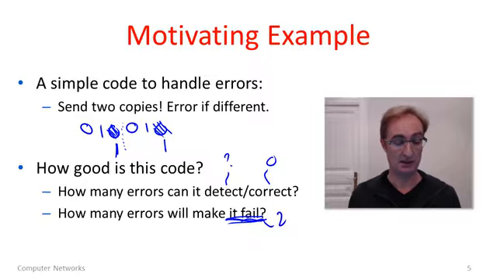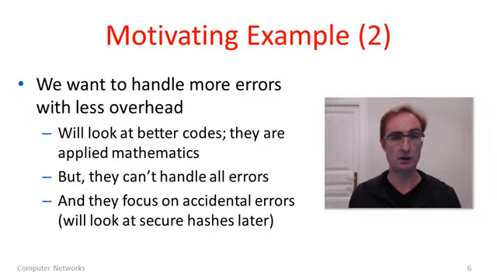So it's not a very good code, really. Not only that, but to get that level of protection, I spent 50% of my link on overhead for error detection. And I didn't really get a lot of error detection out of it. 2 lousy bit errors, and the scheme could fail and tell me I've got a message that's right, when in fact it's wrong. So we want to be able to do better than this. We want to be able to handle more errors with less overhead.